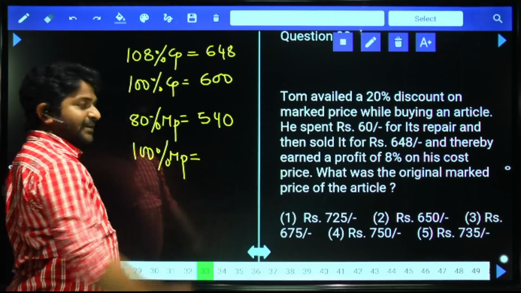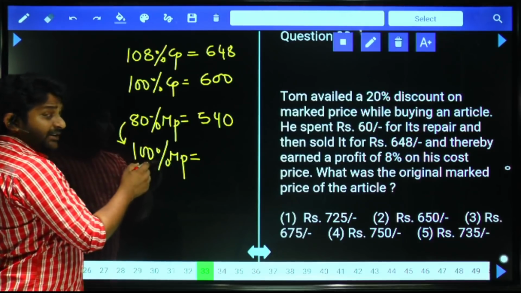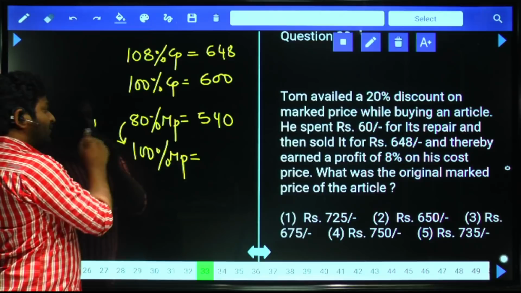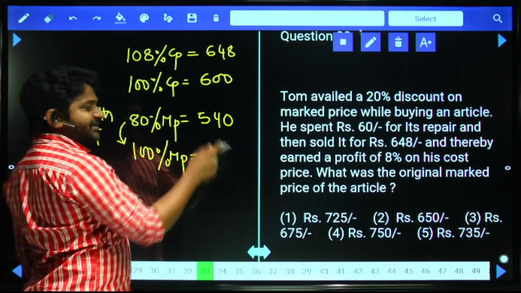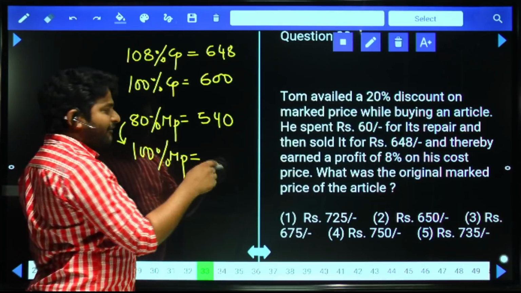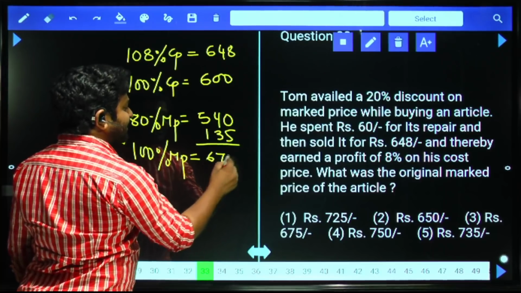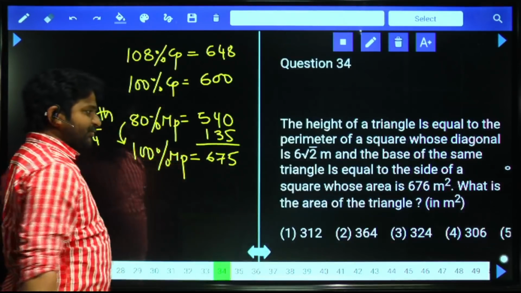How much is this? Now using 80, if you want to get 100, you need to add 20. How will you get 20? 1/4 of this number. So vertically we are adding 1/4. 1/4 of this number, half and half. Half of this number 270. Again half 135. When I add 135 to this number, it becomes 675. 675, third option answer. Next.